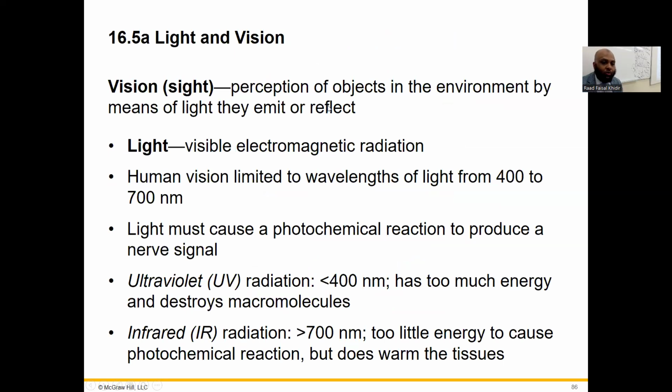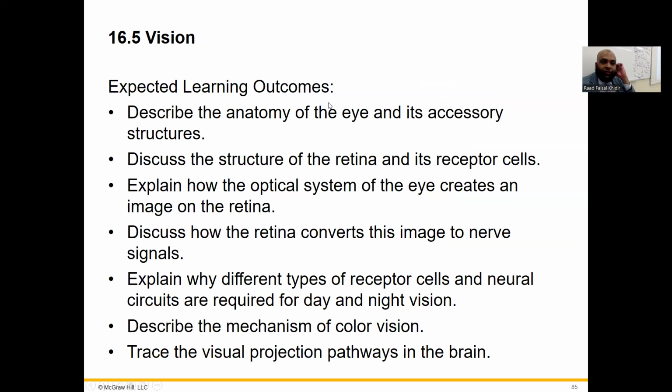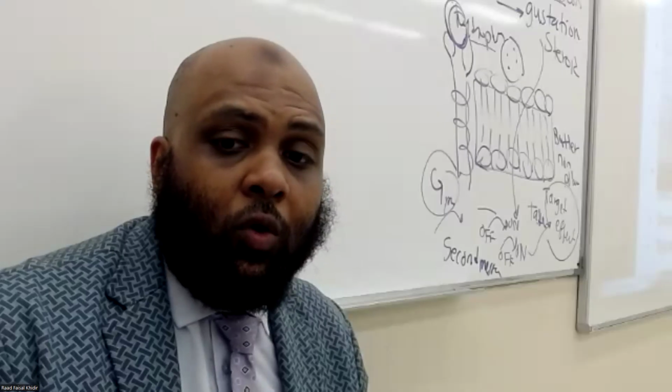Okay, so we'll finish vision on Thursday, and we will also do the endocrine system, and the exam is Monday. So please make sure to do your homework and go over all of these.